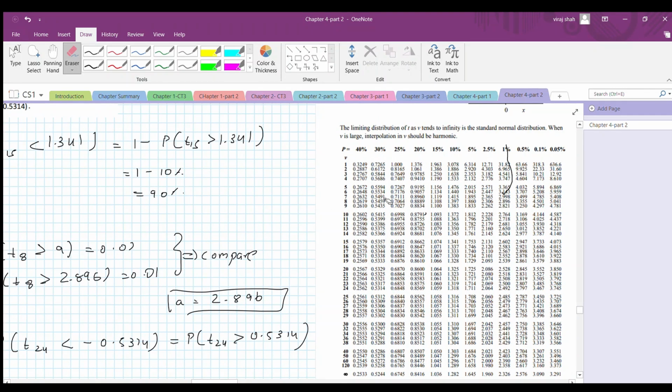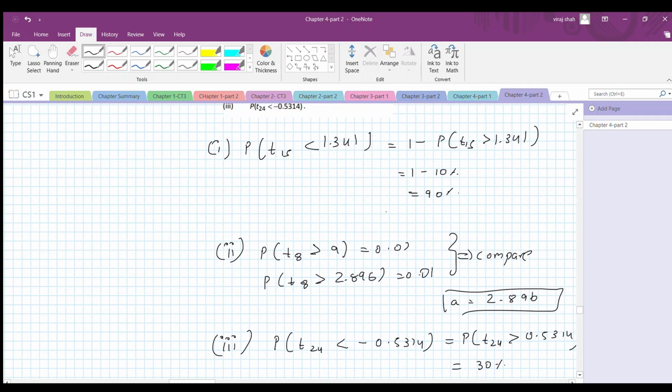Where is T24? T24 is here. I want to find 0.5314. It is right here. It lies under 30 percentage, right? So basically my answer is 30 percentage. That's how you use the table for the t distribution. That's it. You do not have to do anything.